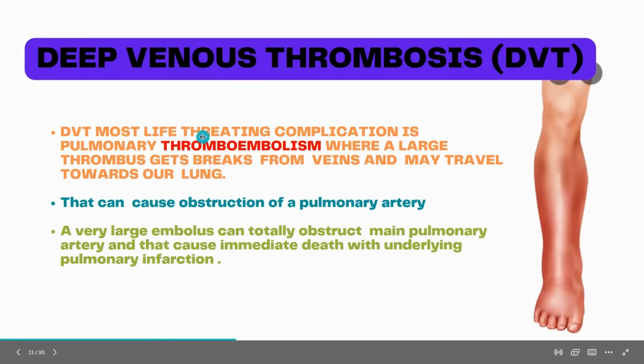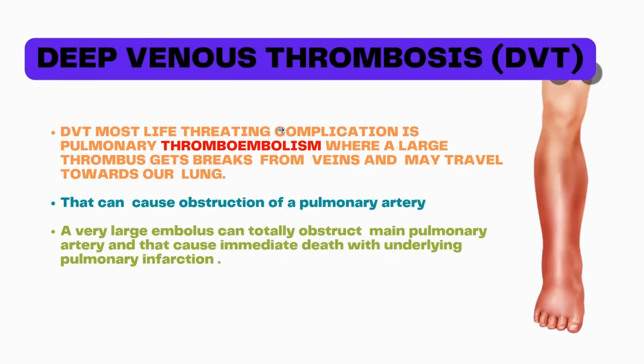DVT is life-threatening. The most life-threatening complication is pulmonary thromboembolism, where a large thrombus breaks off from the veins and travels towards our lung. And in the lung, it can cause obstruction of a pulmonary artery. So what will happen if our pulmonary artery gets obstructed? A very large embolus can totally obstruct the main pulmonary artery, which immediately results in death with underlying pulmonary infarction.